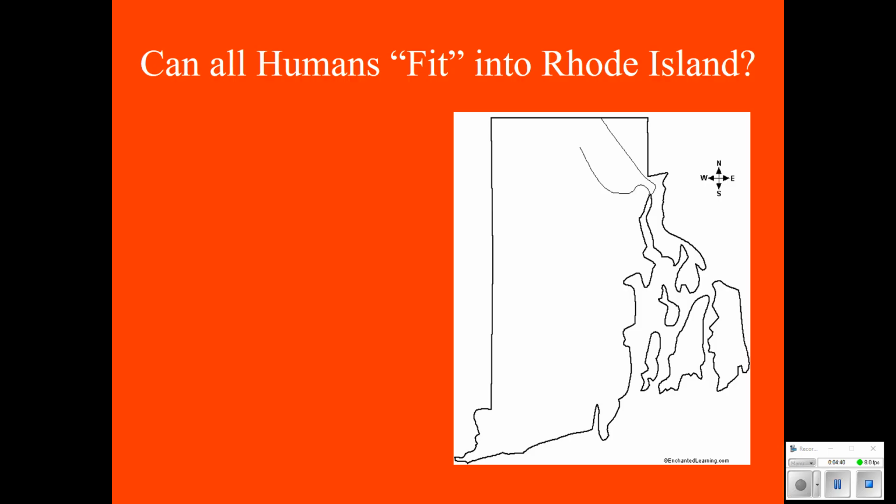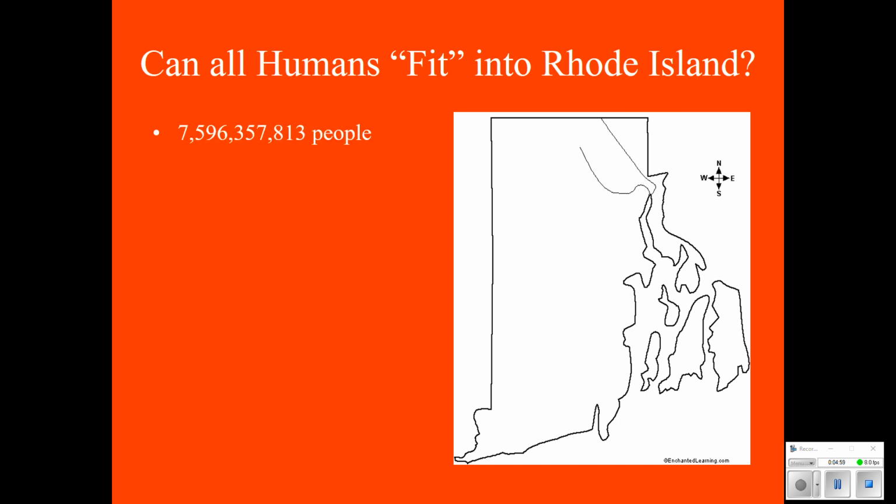When we talk about density and distribution, we talk about population and space. This is a fun thing that we always love to talk about. Can all humans fit into Rhode Island? When we think about carrying capacity, it's not how many people can fit in the space. It's can the place economically and environmentally support and sustainably support that population.